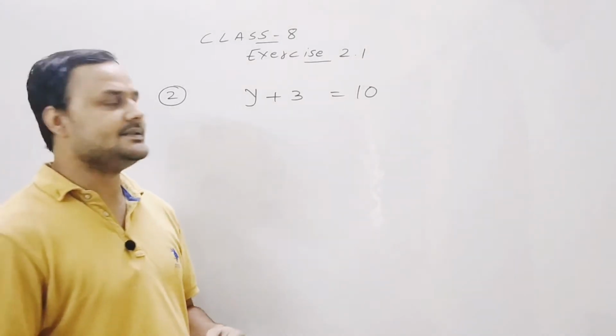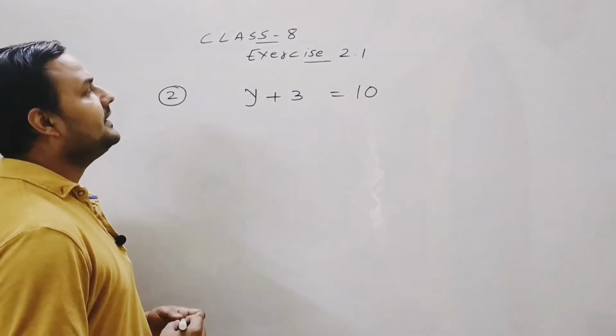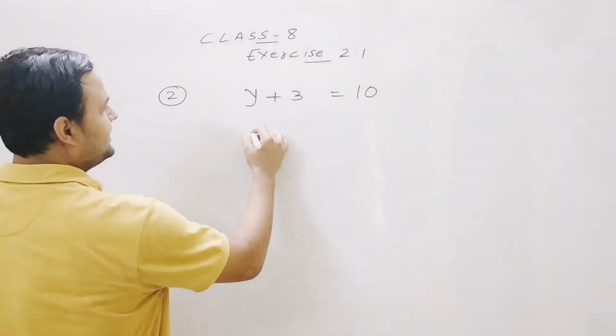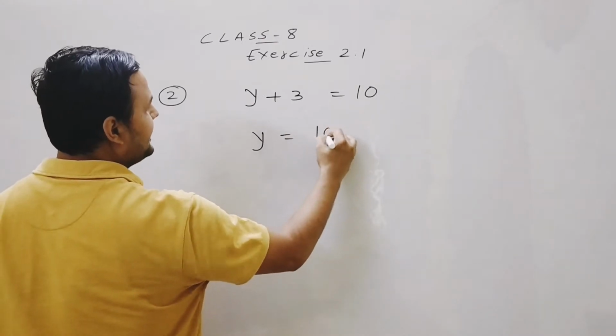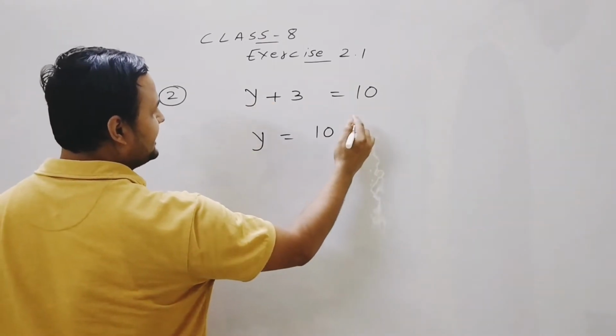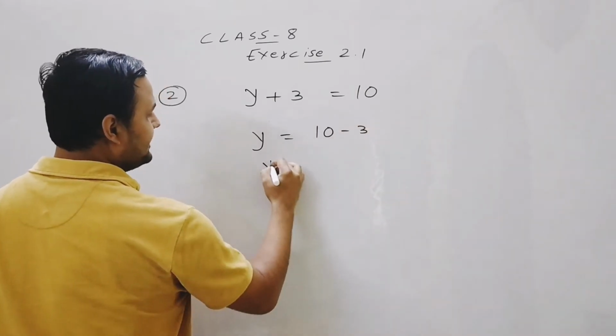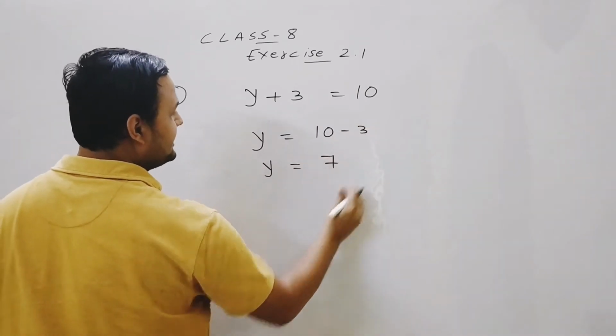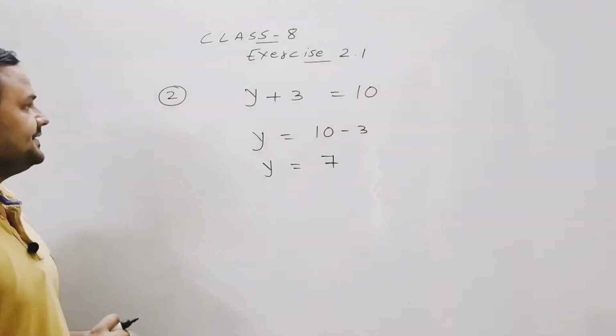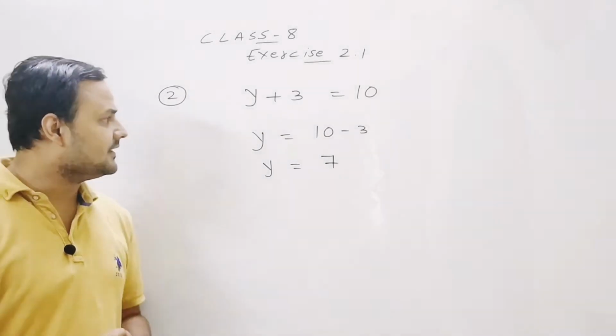So for the first question, the value of x equal 9. Second question is y plus 3 equal 10. So y is going to be 10. This plus 3 will come this side, so minus 3. So y equal 7. For the second question, the value of y equal 7.